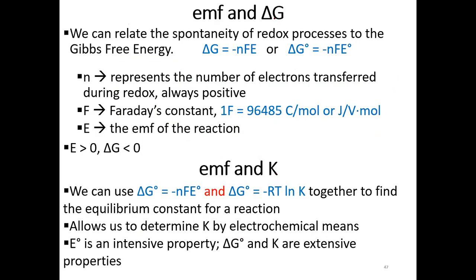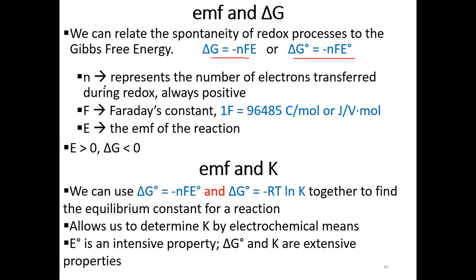Then we can relate EMF with delta G. We can relate the spontaneity of the redox process to the Gibbs free energy. Very important, right? So we have delta G, Nernst equation. Okay, so delta G for the non-standard condition, how to calculate delta G or the change in Gibbs free energy. On the standard condition, we have two expressions that we have already gone through in chapter 16.